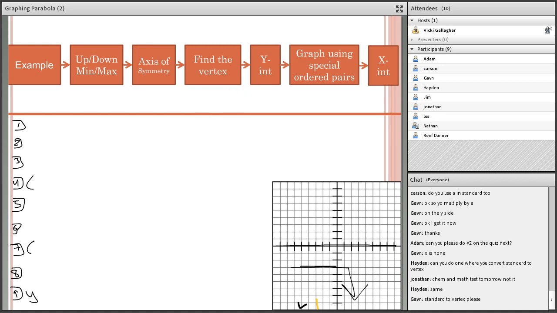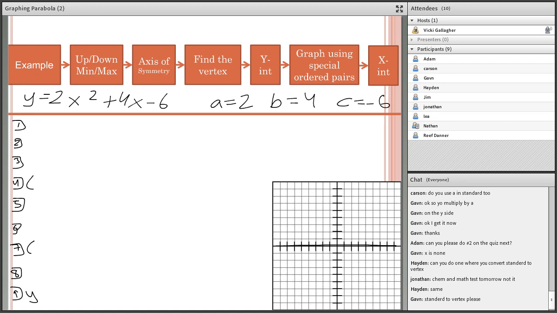I thought I erased all of that writing, and I did not. I'm going to leave this there. Okay, so number 2 is y equals 2x squared plus 4x minus 6. So this one's in standard form because there's no parentheses. So I have an A, I have a B, and I have a C.